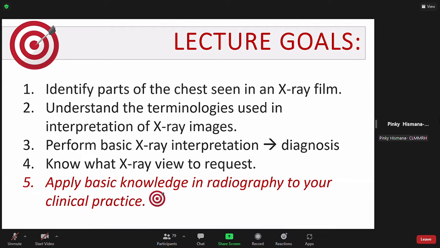understand how radiologists interpret images.